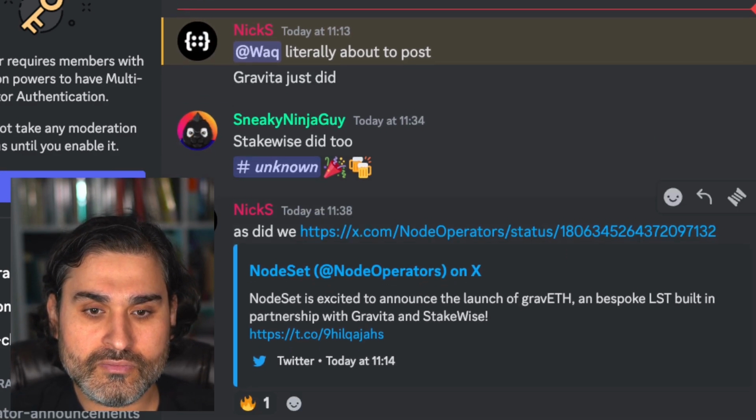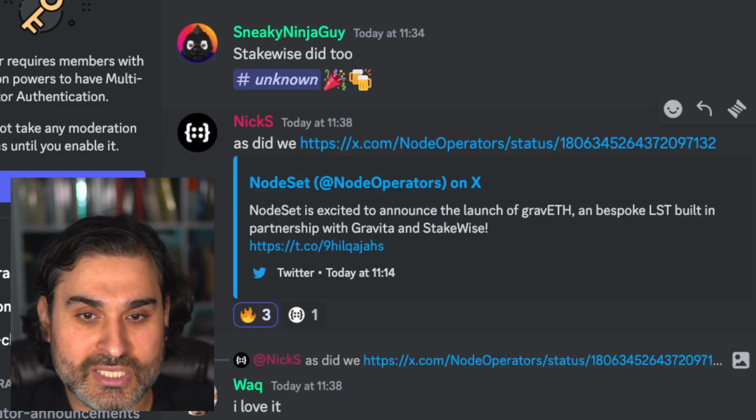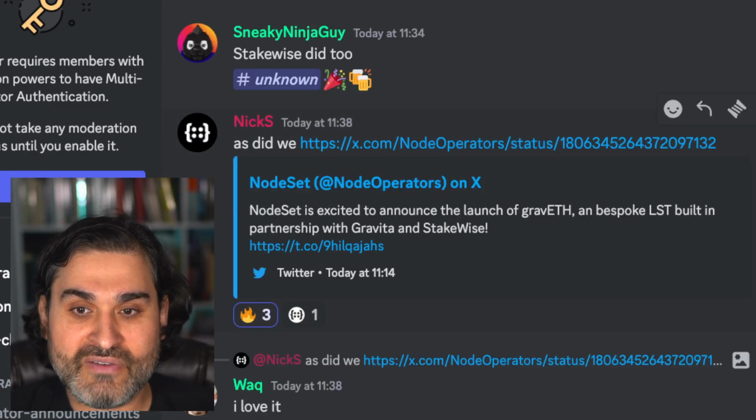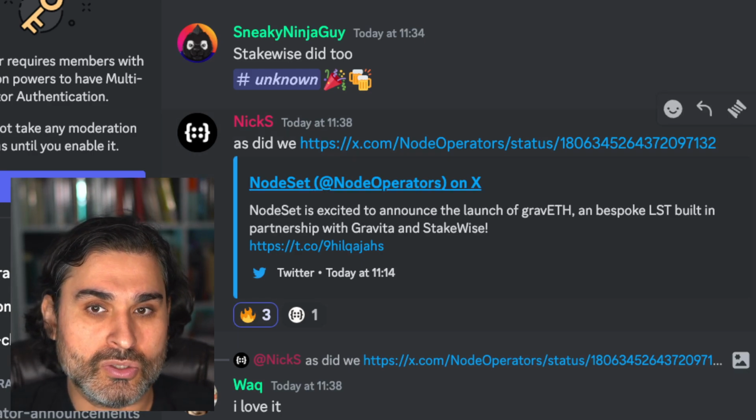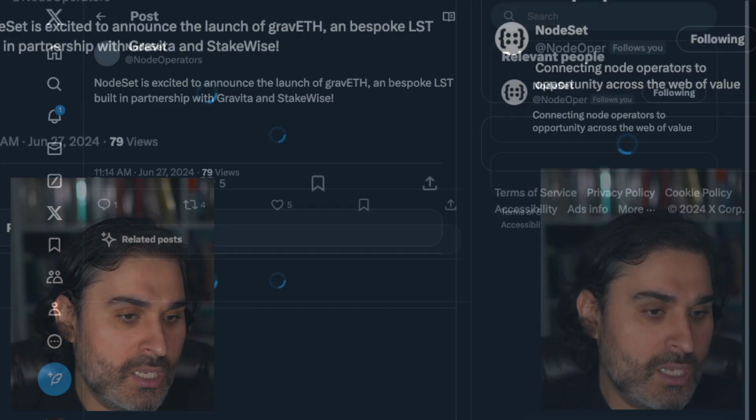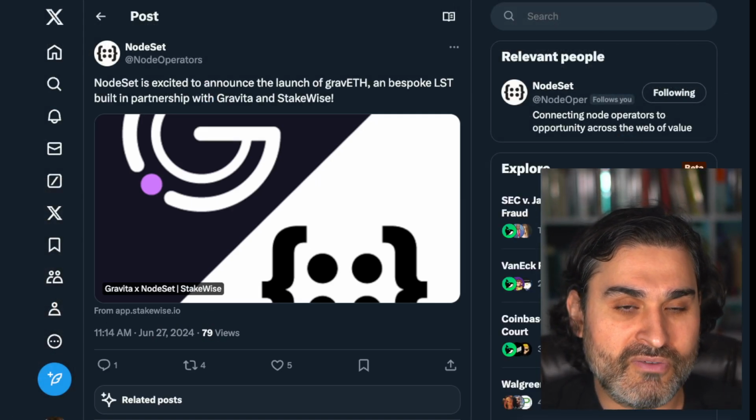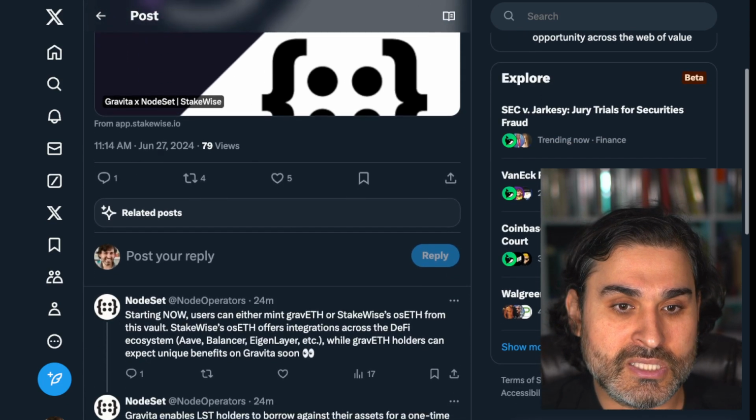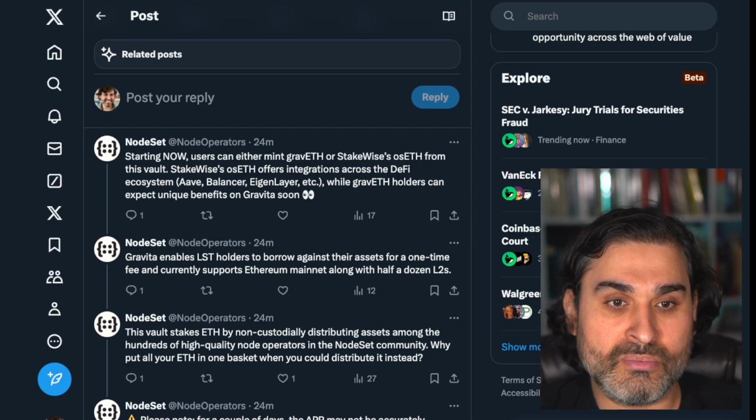I love it. So NodeSet says, we're excited to announce the launch of rETH, a bespoke LST built in partnership with Gravitar and Stakewise. So let's have a look at their tweet and see what they're saying. And here there's an article about it as well. So you can click on that if you want, but they're saying that starting now, users can mint rETH or Stakewise OS ETH from this vault.